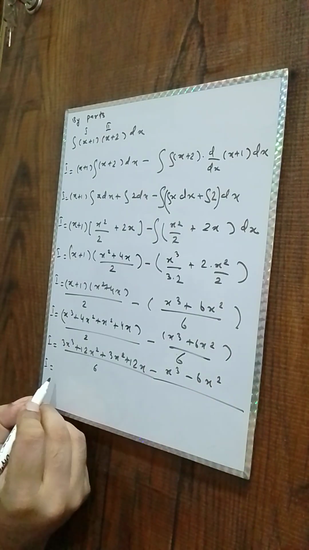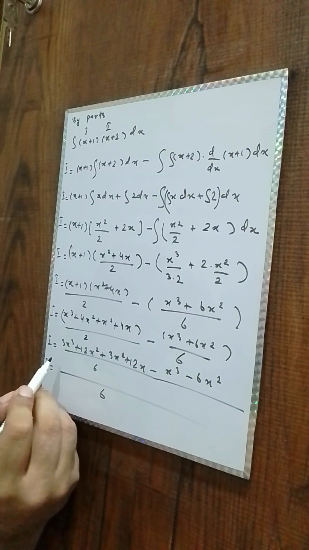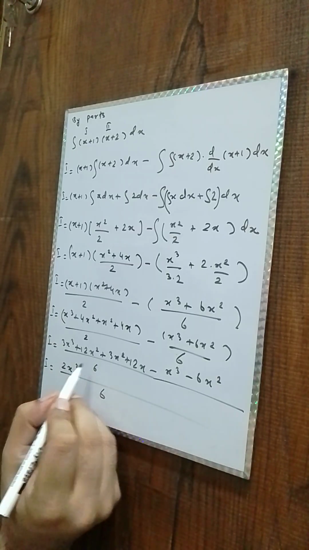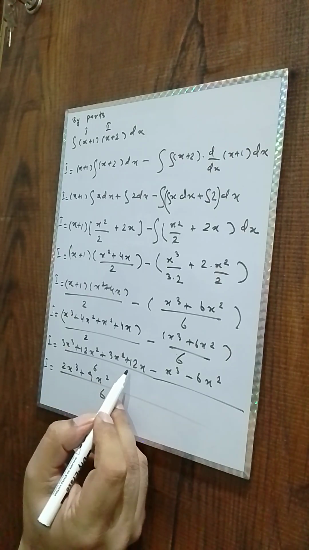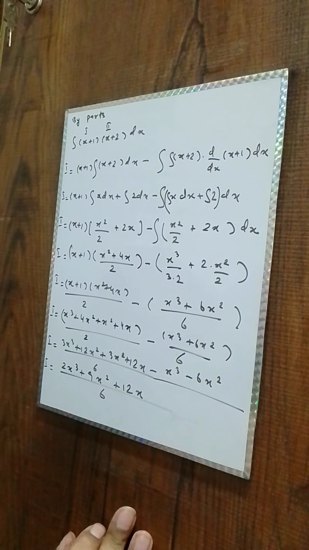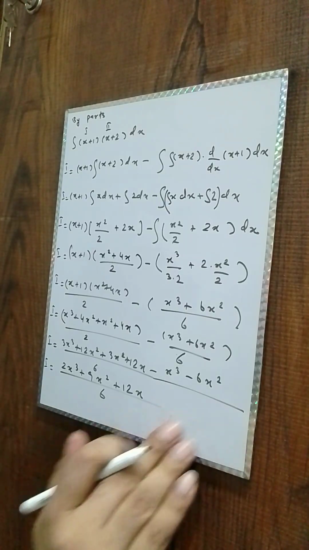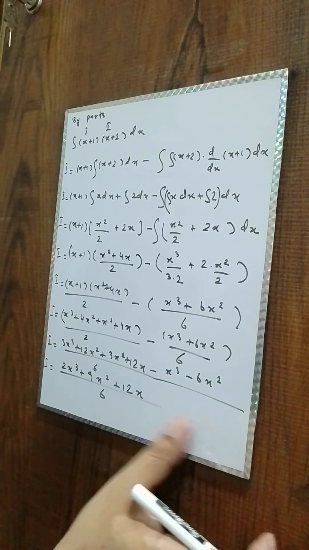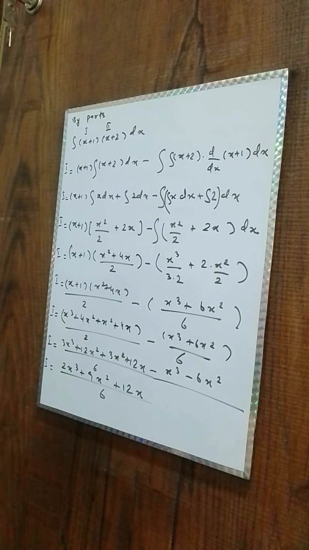So we simplify this, taking 6 as LCM at the bottom, which is already taken. 3x cube minus x cube gives us 2x cube, plus 12x square minus 6x square plus 3x square gives us 9x square, plus 12x. So this seems to be the form, and if we take some factor out, which is possible in this case, I think 2 can be taken. No, not possible, because all the numbers are not the multiples.